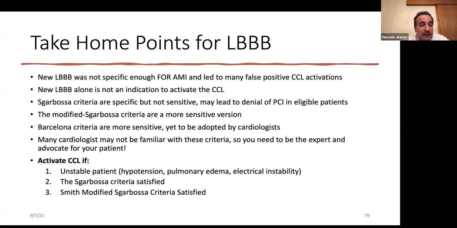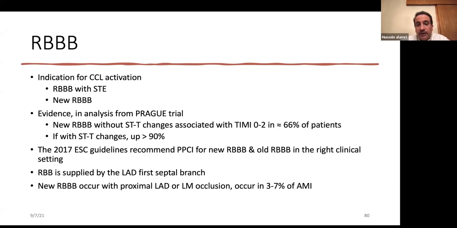So when do you activate the cath lab? If the patient is unstable, if the Scarboza criteria are satisfied, whether modified or non-modified. We'll talk about right bundle, and then probably we'll stop and we will continue the lecture in probably next week, because it's very long.